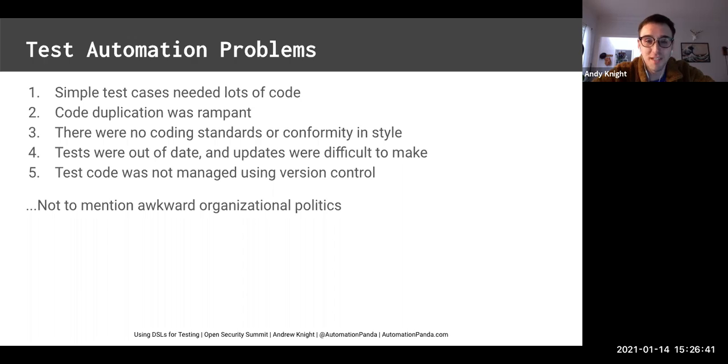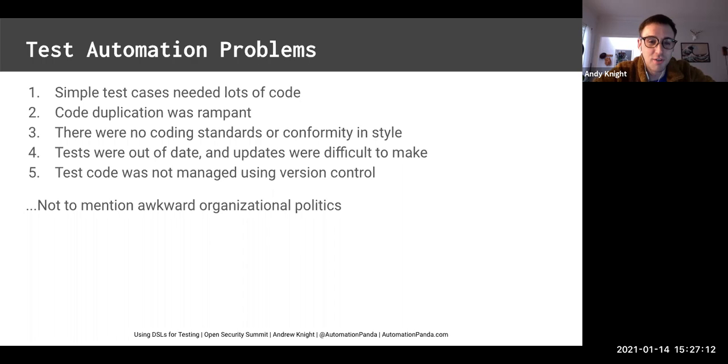Furthermore, there were no coding standards or conformity in style whatsoever. Perl is a very free-form language. "There's more than one way to do things" is a mantra of that community. And so now every single test looks radically different from every other test, even though they're doing similar things. The tests were also out of date. People had not maintained them. And so when features changed, tests broke, and then nobody was really making updates. And when it was time to make updates, they were very difficult to make because of the aforementioned problems.